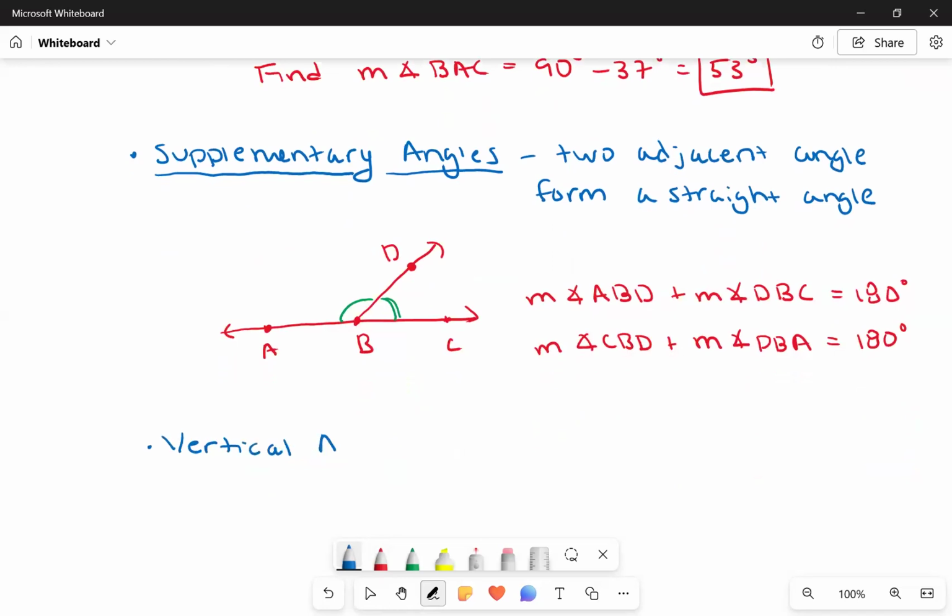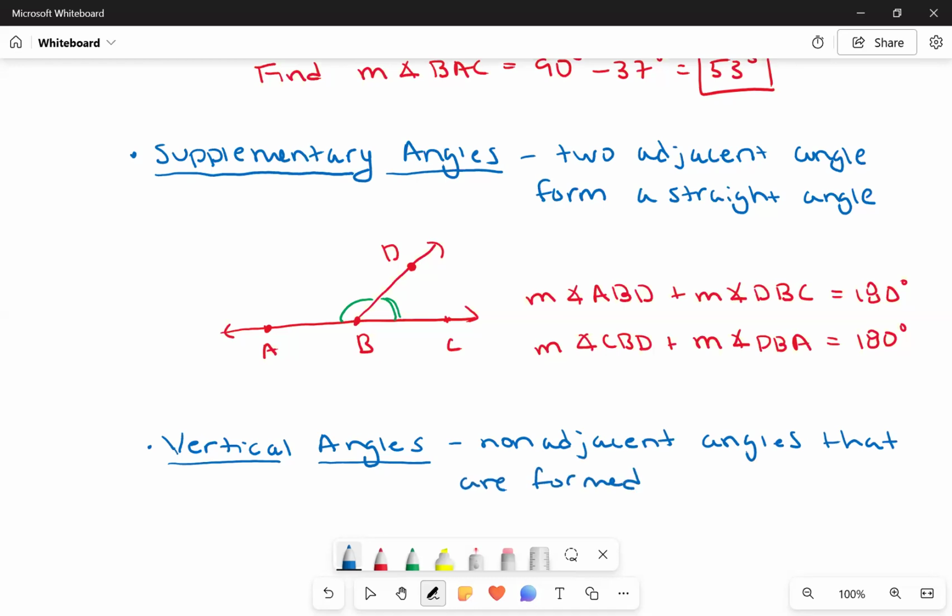Vertical angles are kind of fun and actually pop up a lot more in geometry than I think people sometimes realize, which I think makes them fun. Here's what's interesting about vertical angles. They're non-adjacent angles that are formed by the intersection of two lines.